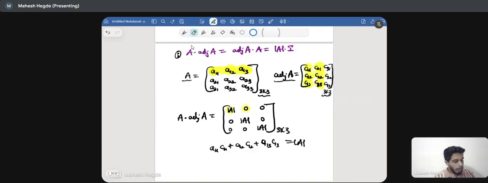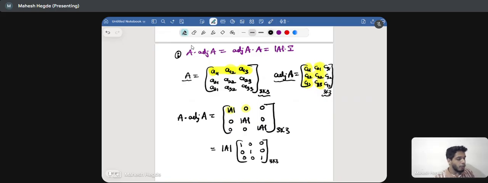Therefore, if I observe the matrix again, here I can take determinant of A common. The remaining matrix is 1 0 0, 0 1 0, 0 0 1. This new matrix is nothing but the identity matrix of order 3. So this can be written as determinant of A into I.